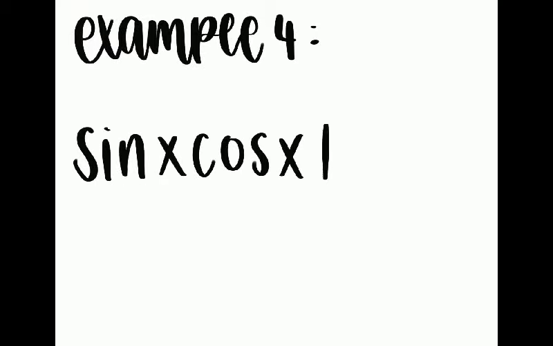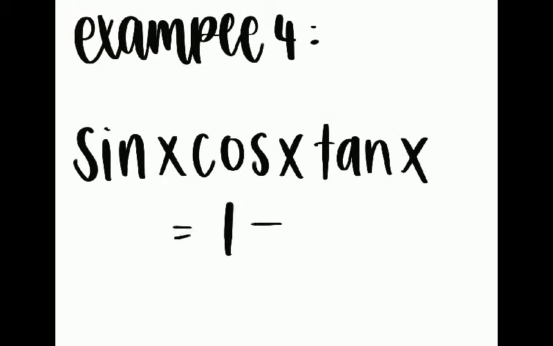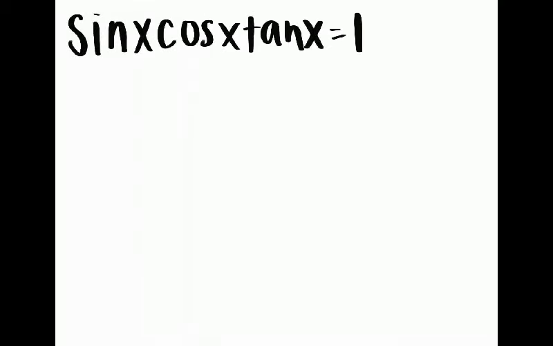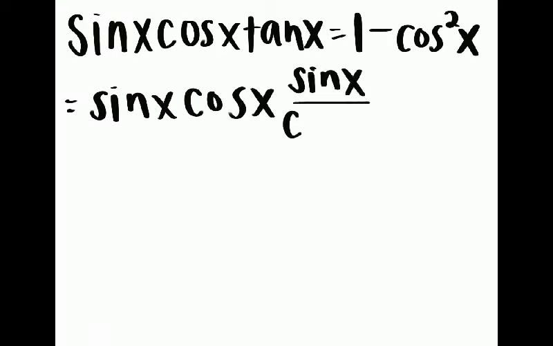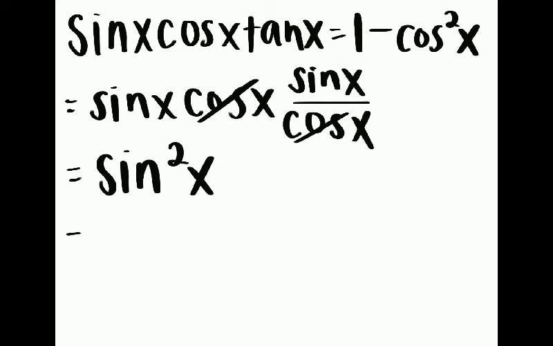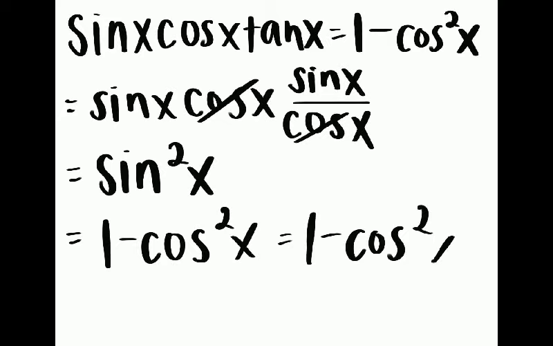Next, we have sine x times cosine x times tangent x equals 1 minus cosine squared x. We will be simplifying the left side. Sine x times cosine x times sine x over cosine x. Since tangent x is equal to sine x over cosine x, we can now cancel out cosine x, leaving us with sine squared x, which is equal to 1 minus cosine squared x. 1 minus cosine squared x is equal to 1 minus cosine squared x.